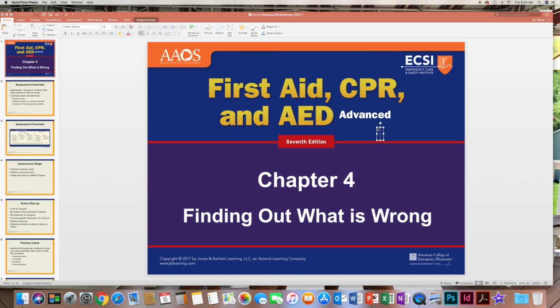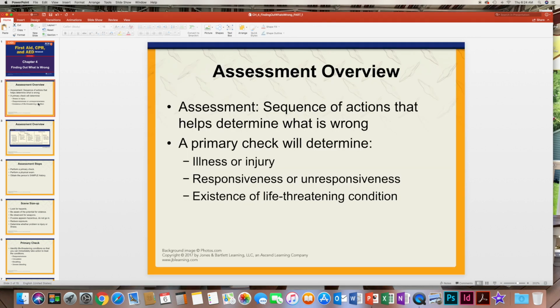Chapter 4 talks about what we do at the scene to find out what is wrong. And the first thing we have to do is assess. An assessment is a sequence of actions that help determine what's wrong. There's a primary check, and you have to determine whether or not there's an illness or an injury, whether the person is responsive or unresponsive, and if there is a life-threatening condition present.